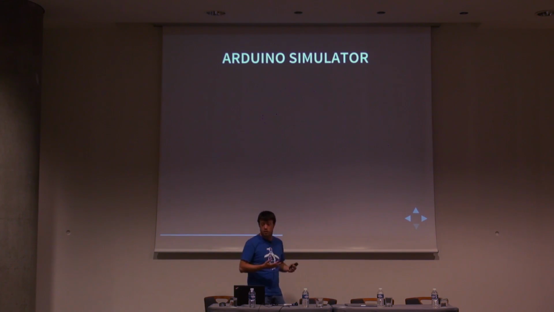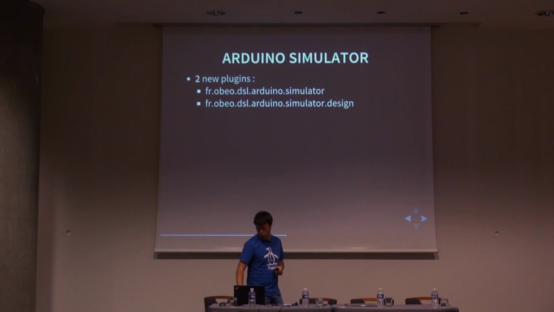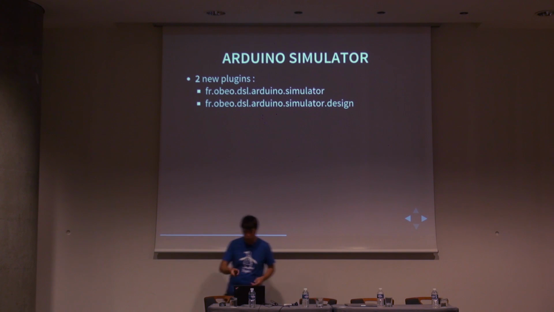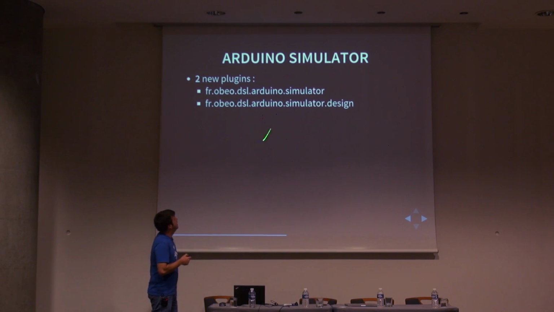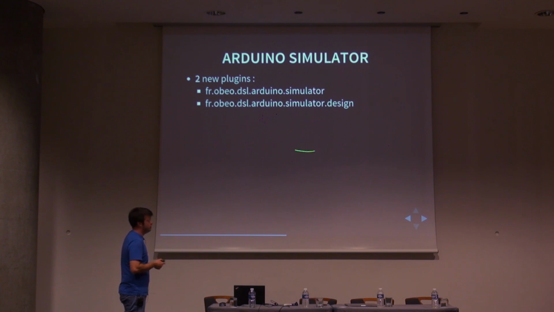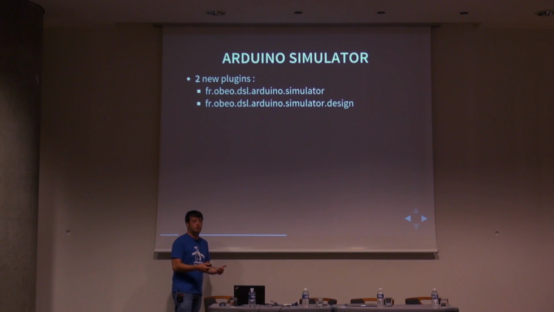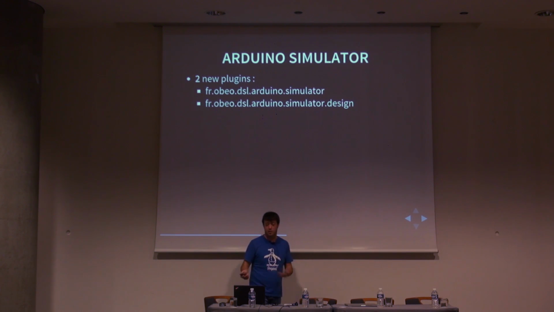Then from this model, we need to interpret it. And bringing it into Arduino Designer means developing two more plugins. The first one, being simulator here, is basically just Java code which is going to interpret the model. And this project, simulator.design, is the extension of the tooling so that the graphical modelers will update its shapes and actions depending on the current status of the simulation.